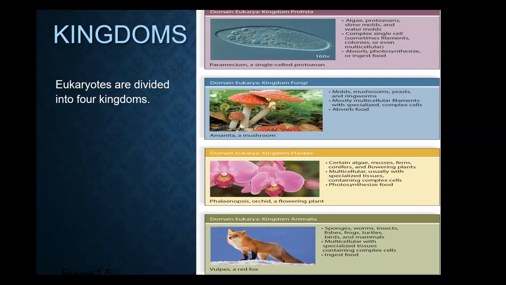Protista normally includes the algae, the protozoans, slime molds, water molds, and again, these are complex single cells. They have some that are multicellular, but within this category, we know that many will be unicellular. Okay, well, how do they get their food? They absorb their food, as well as photosynthesize, and some of them even ingest their food.